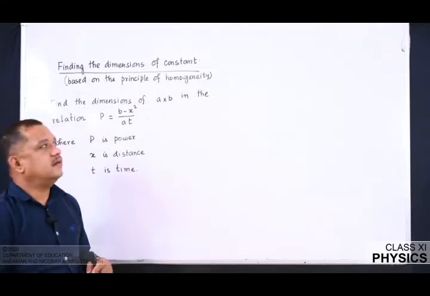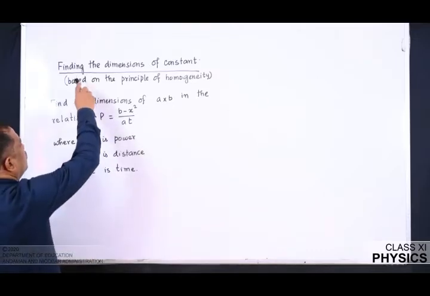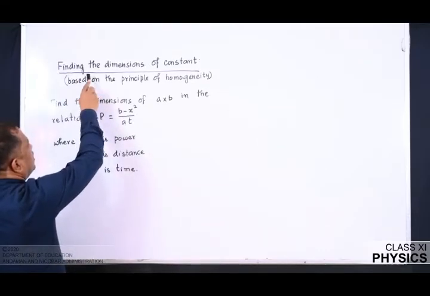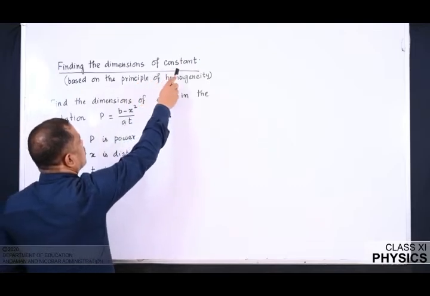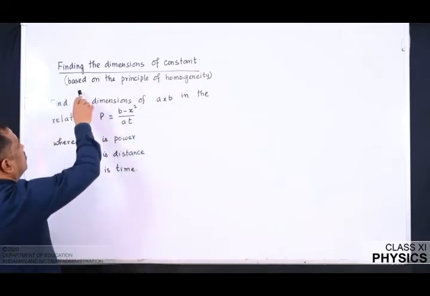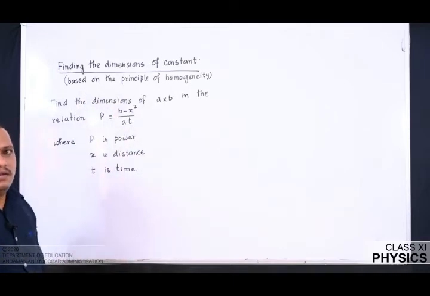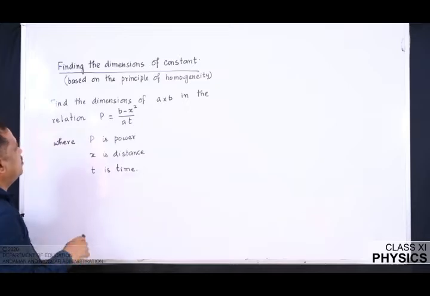The next application of the method of dimensions is, we will use the method of dimensions to find the dimension of a constant in a physical relation based on the principle of homogeneity. Let us try to understand through an example problem.